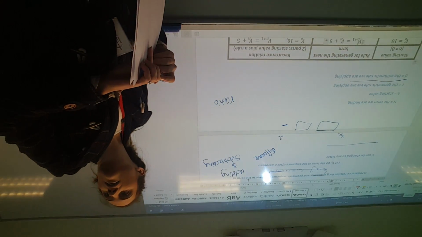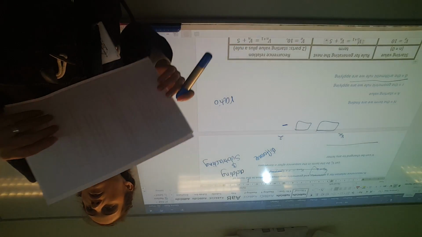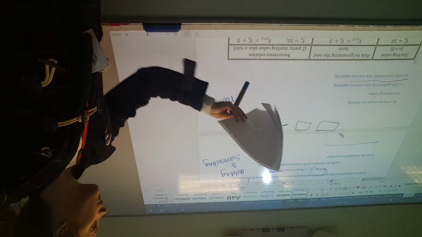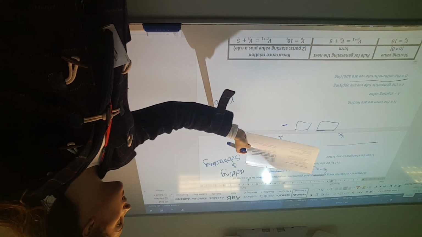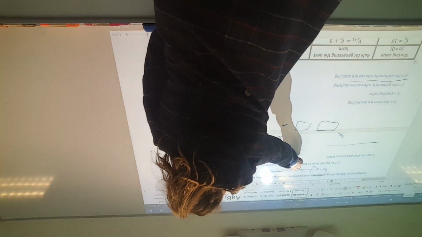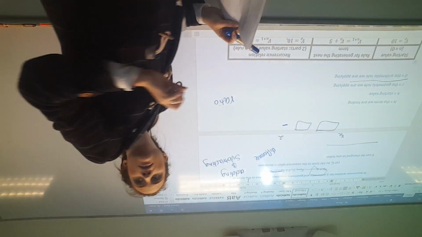Okay, so yeah. Where it says Vn plus 1 equals R, is that x or times? That bit. That's times.